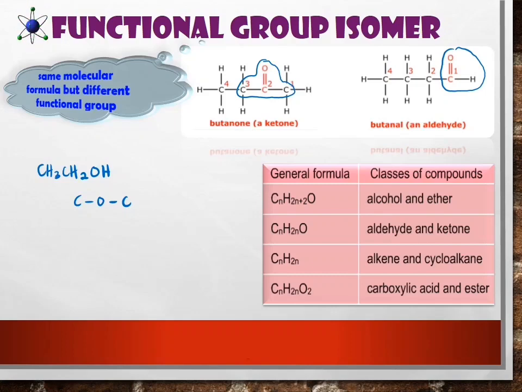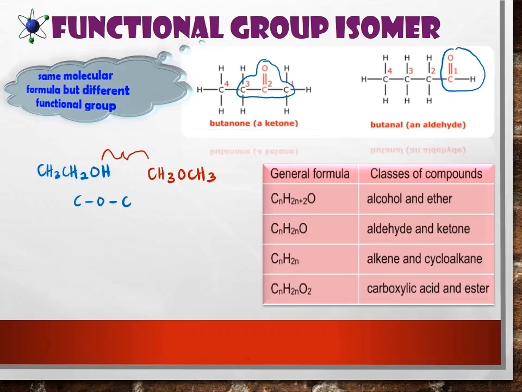Okay. Now we write the structure of ether. It must consist of 2 carbon and 6 hydrogen, 1 oxygen. So it should be like this. CH3OCH3. So this what we call as functional group isomer. Look at the number of carbon, hydrogen and oxygen. So the number of carbon, oxygen and hydrogen still same. So this is isomer class.